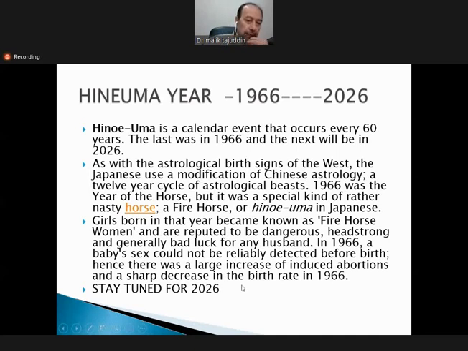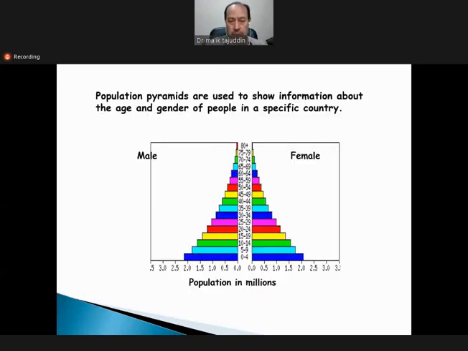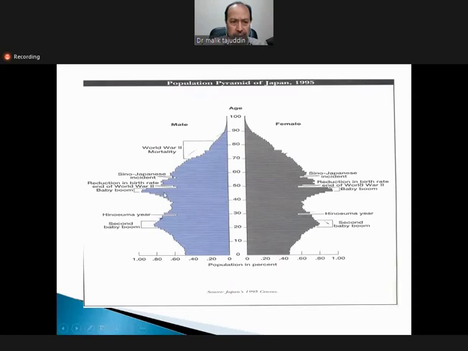But what will happen in 2026 in these Japanese and Chinese areas, where they believe in this astrology, that the girls produced in those years will be dangerous like a fire horse? So this is what the Hinoeuma is in Japan. And then another terminology used here is the Sino-Japanese incidents. These Sino-Japanese incidents were the wars between China and Japan.